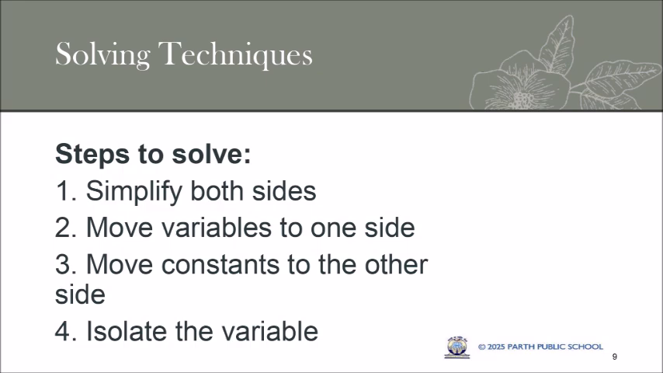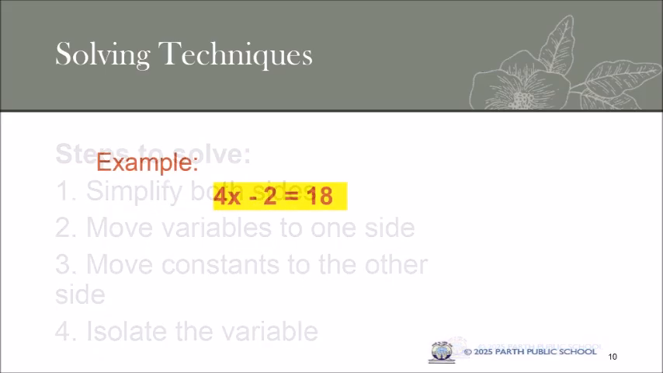Now the last step is isolate the variable. It means we have to isolate x. So we will solve for x by dividing both sides by the number that is in front of it, which is the coefficient.